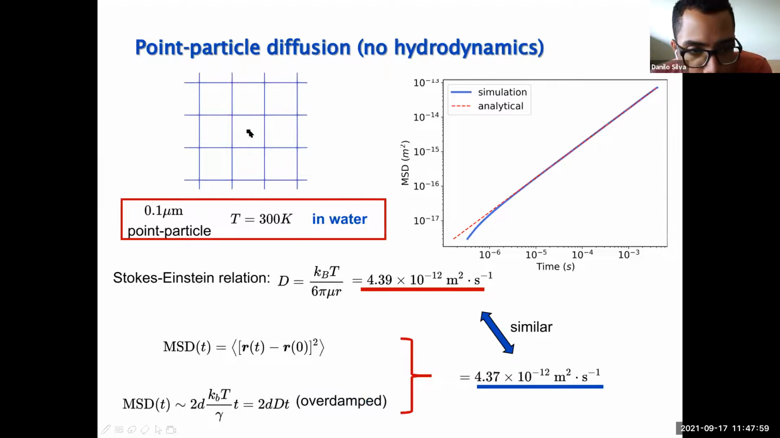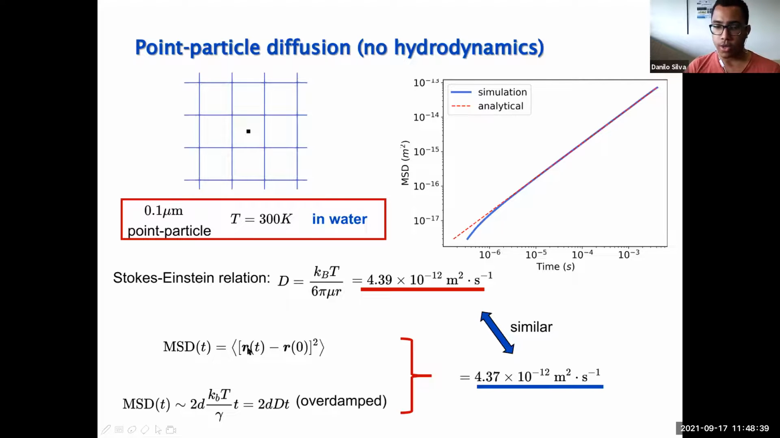So first, we look at point particle diffusion with no hydrodynamics. We simulate a 0.1 micrometer point particle at the temperature of 300 Kelvin in water. And we know from the Stokes-Einstein equation that we should have a certain diffusion coefficient from these parameters. If we simulate, then obviously we have a point particle that is smaller than the grid of the lattice Boltzmann. We have to include the hydrodynamic radius, which in this case is 0.1 micrometer.